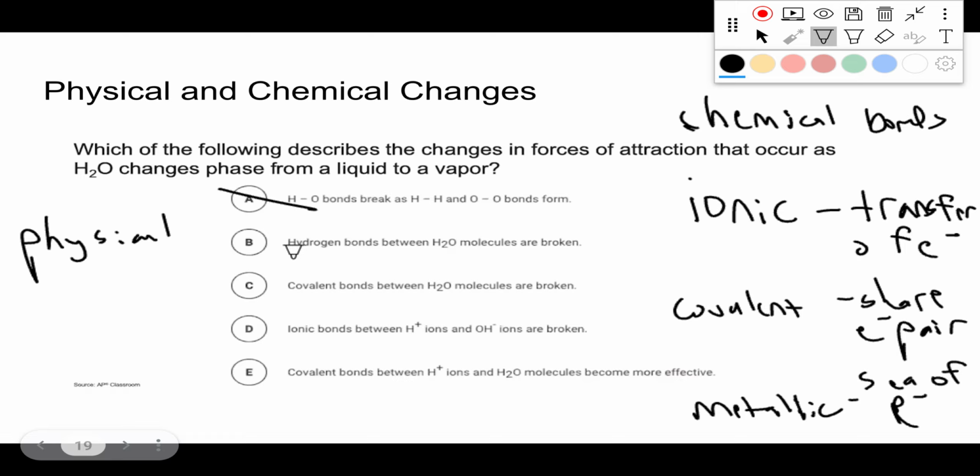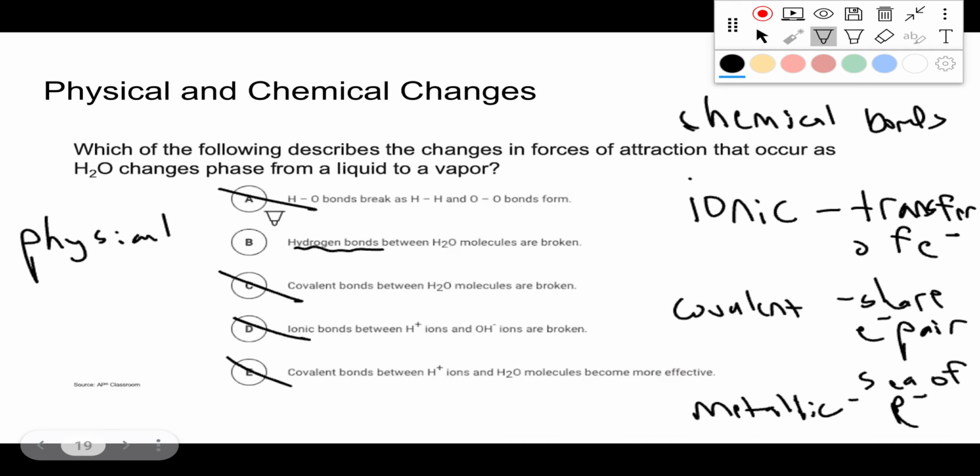Okay. You have to be careful because this says hydrogen bonds. If you have not talked about intermolecular forces, yes, hydrogen bond is actually not a chemical bond. It's a misname. A hydrogen bond is what we call a force of attraction. Okay. Covalent bonds are chemical bonds. Not gonna break because in physical changes, chemical bonds don't break. Ionic bond, not gonna break because in physical changes, chemical bonds don't break. Covalent bond, again, not gonna happen because chemical bonds do not break.